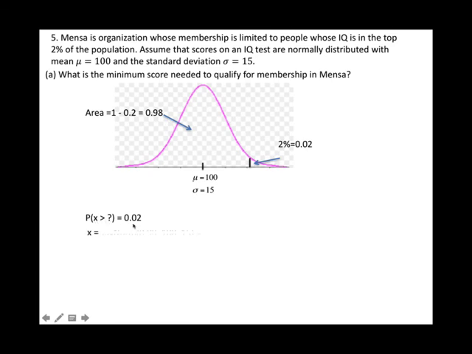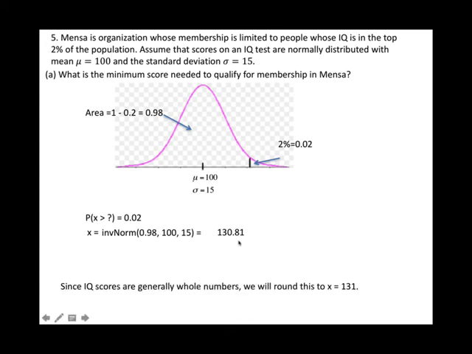So we'll be using the inverse norm: area to the left, which is 0.98, the mean, and the standard deviation. Use the calculator, second, VARS, number 3, inverse norm, and plug in these numbers. You should get 130.81. Okay, this is the minimum IQ score needed to qualify for the membership. But an IQ score is always a whole number, so this means about 131. Okay, x is equal to 131.